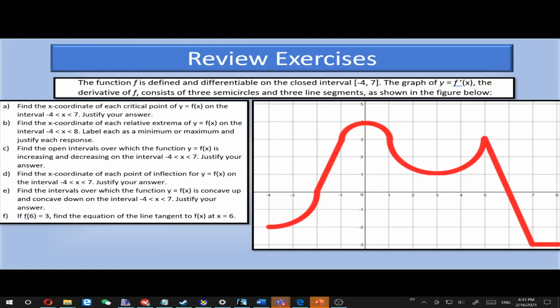Alright, so I'm going to quickly review some curve sketching stuff. For this first one, I've got this function that is differentiable on the interval from -4 to 7. The graph of the derivative has 3 semicircles and 3 line segments shown below. The first thing I want you to do is find the x-coordinate of every critical point of the original function, which is not what's graphed. What do we need to do?